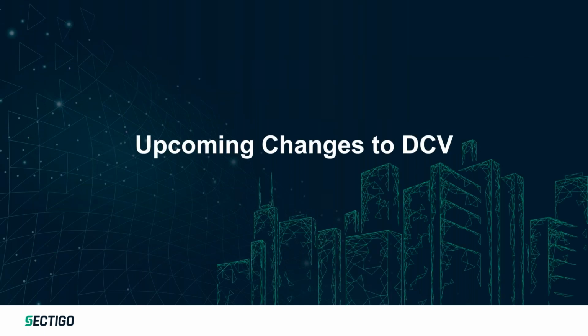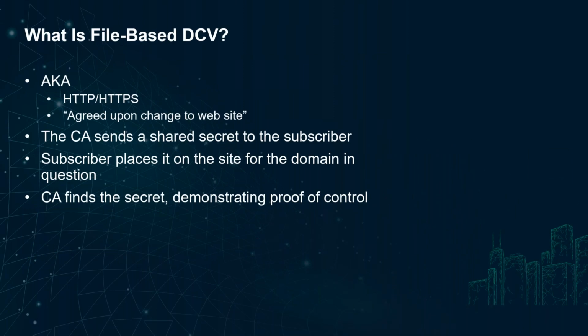So, upcoming changes to DCV. The CA/Browser Forum is mandating some changes to how what people call file-based DCV works. File-based DCV is sometimes known as HTTP DCV, and oftentimes they'll call it token-based, or file token-based. In the Baseline Requirements, the official documentation, it's actually referred to as an agreed upon change to the website. And this is the method whereby, DCV stands for domain control validation.